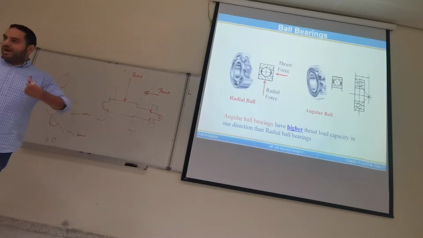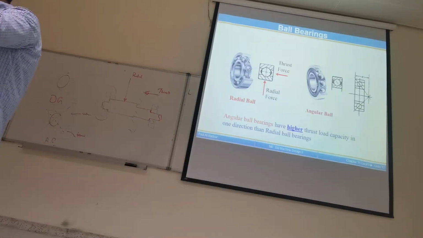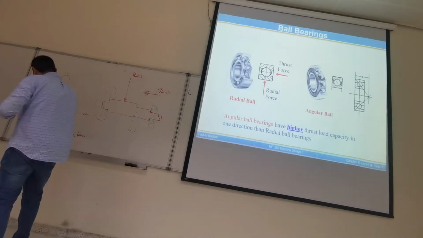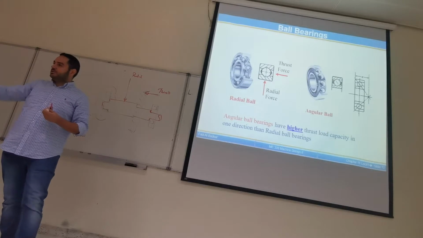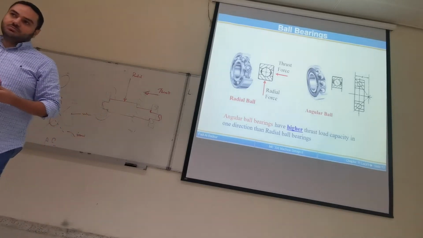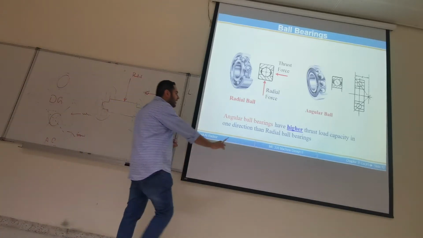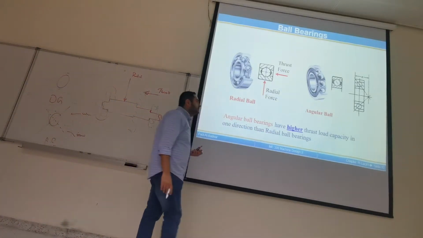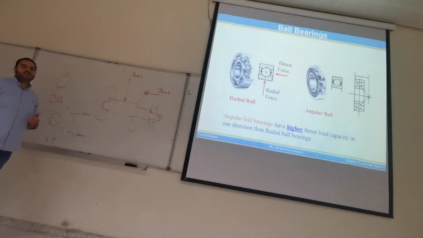Because now the combined load, when I combine the thrust with the radial, will always be through these 2 points. So the ball can change its axis of rotation and carry the maximum load. So angular contact ball bearings have higher thrust load capacity compared to the deep groove ball bearing, but in one direction. Why in one direction?